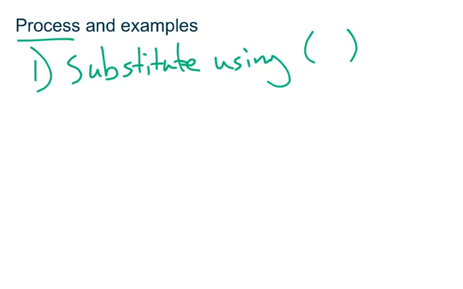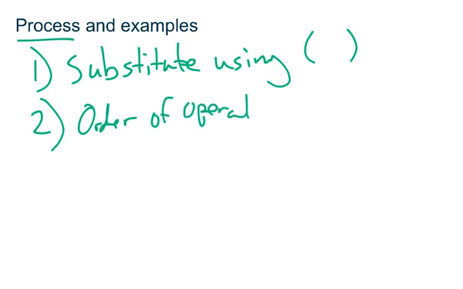Not only like multiple x's or something like that, but maybe different types of variables. So you might have some x's and some y's. You're going to have some negative signs. And so using parentheses is key. Make sure you use those. 2, it then becomes an order of operations problem. So use order of operations to simplify.